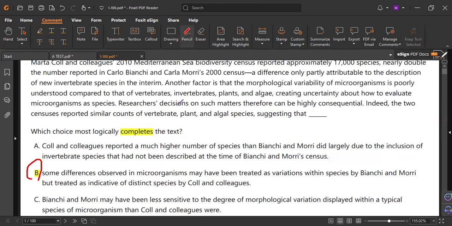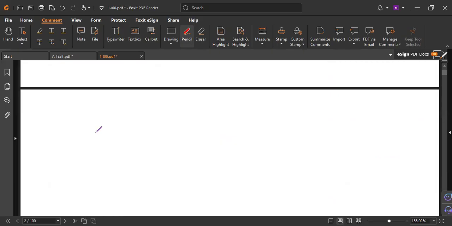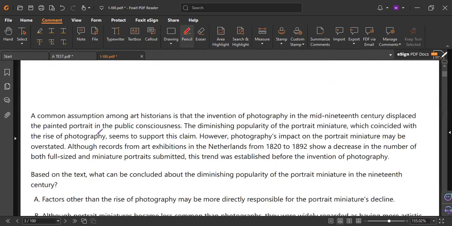So now, as we know, he said here suggesting. What is suggesting? He said indeed. So based on the previous facts, the two sentences, and you know, consensus means agreement. He mentioned here the researchers' agreement. That means they agree on something, right? So the two reported similar counts of vertebrae. And then, what does this fact suggest? So we need a fact already mentioned in the text. That is right. Now let's go to the next.